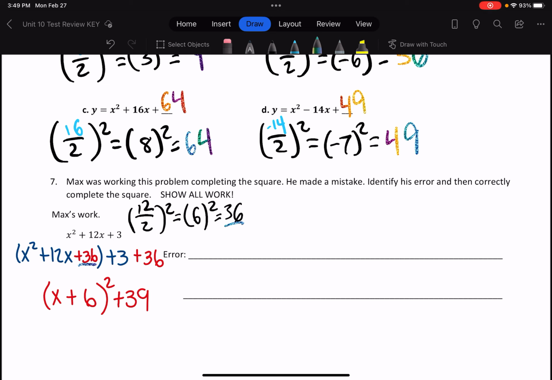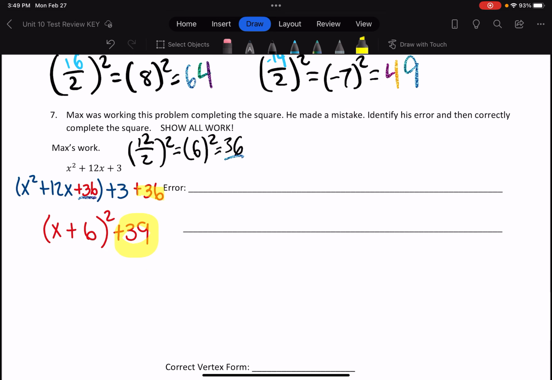So I see that Max added 36 on the inside of the parentheses. But guys, we can't just add things to equations. If I add something, I must also take it away on the outside. But it looks like Max made an error here because he added it on the outside. So our error then comes to our k value. So let's rework this to where there's not an error.